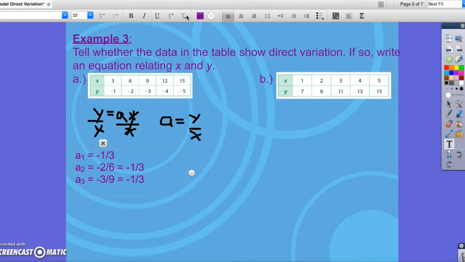All right, so we're doing pretty good so far. Let's try A4. -4/12, which once again equals -1/3. All right, and we have to try the last one. A sub 5, -5/15, which in fact equals -1/3. All right, so what do you see here? You see that a 1, 2, 3, 4, 5, all 5 of them, the A or the constant is negative 1/3. So is it a direct variation? Yes.